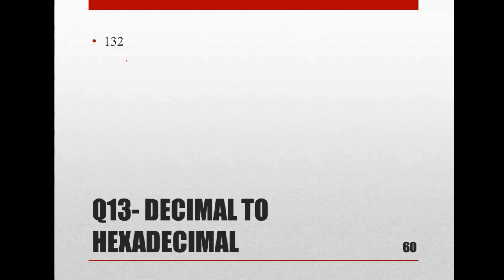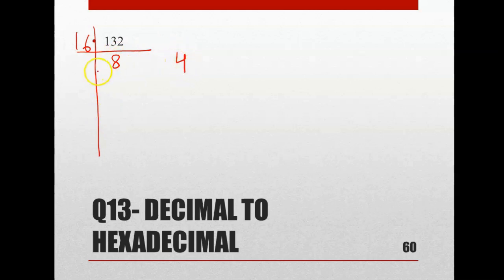Next question, now we are moving to question 13, and this is decimal to hexadecimal form. How can we convert a decimal number to hexadecimal? For that you need to divide by 16, right? So you should be clear with the table of 16. 16 eights are 128, 129, 130, 131, and 132.